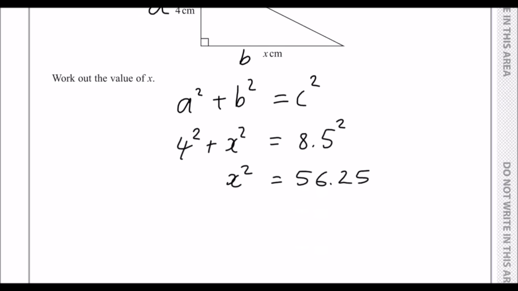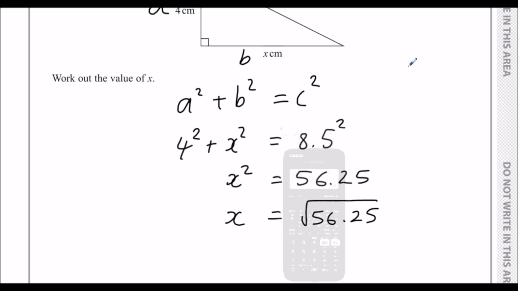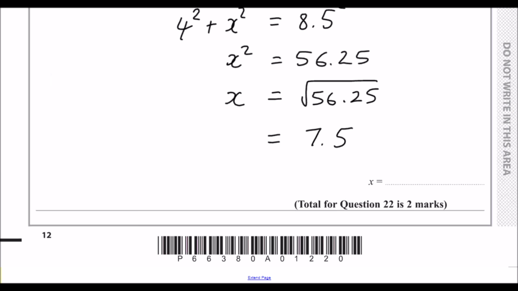To get rid of a squared, we do the opposite of squaring, and that is called square rooting. So the square root of 56.25, the answer, is 15/2, or 7.5. So x is 7.5.